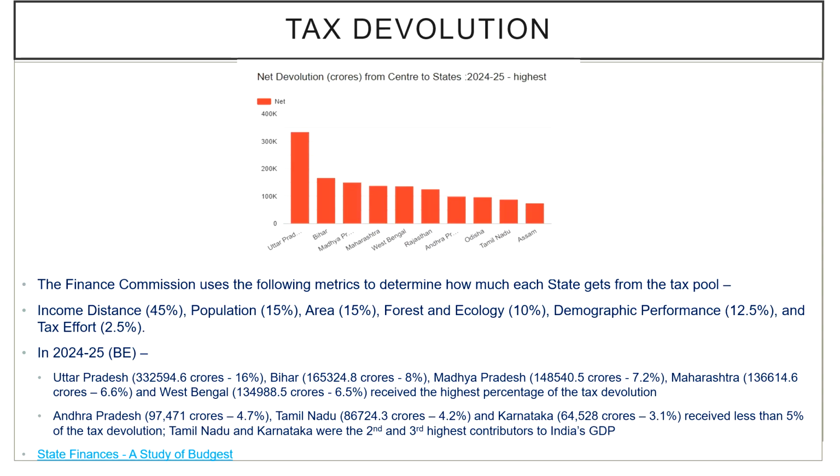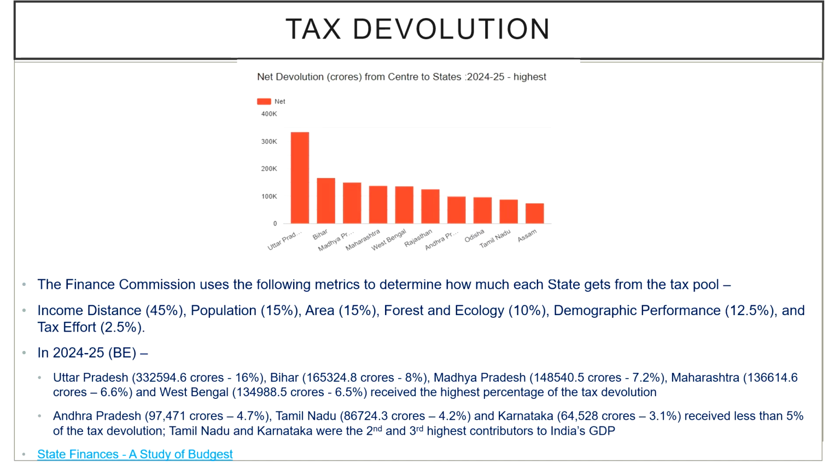Tax devolution. The Finance Commission uses the following metrics to determine how much each state gets from the tax pool. Income distance 45%, population 15%, area 15%, forest and ecology 10%, demographic performance 12.5%, and tax effort 2.5%. In 2024-25 BE, Uttar Pradesh 332,594.6 crores, 16%, Bihar 165,324.8 crores, 8%, Madhya Pradesh 148,540.5 crores, 7.2%, Maharashtra 136,614.6 crores, 6.6%, and West Bengal 134,988.5 crores, 6.5%, received the highest percentage of the tax devolution.